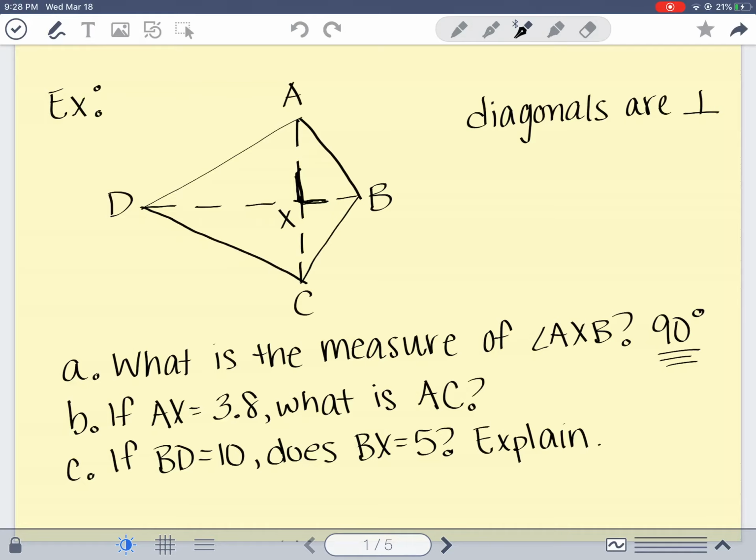If AX is 3.8, so if this piece right here is 3.8, what is AC? We want to find this whole piece right here. Notice that these 2 are the congruent pieces, and we have the other 2 congruent pieces over here. So this is half of our whole segment. We have 3.8 times 2, so we would have 7.6.